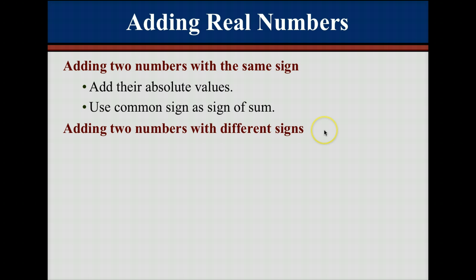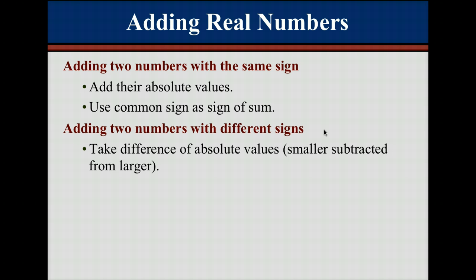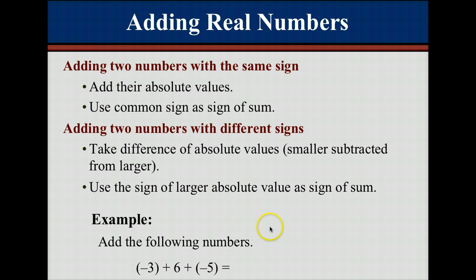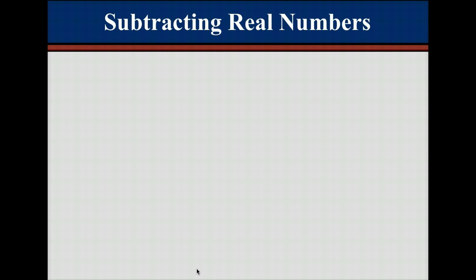Now what if the two numbers have different signs? Well, you take their difference, and then you use the sign of the larger absolute value. So for example, we have -3 plus 6 plus -5. Order of operations, -2.